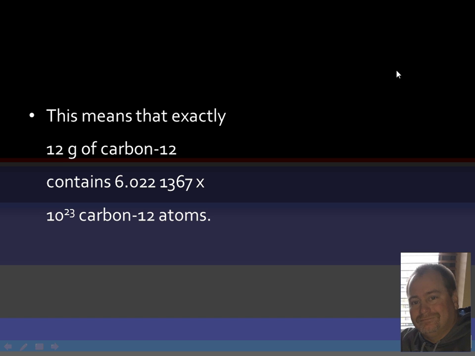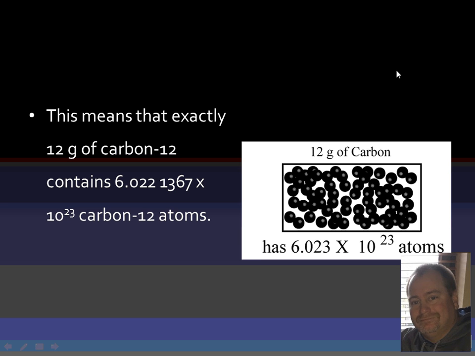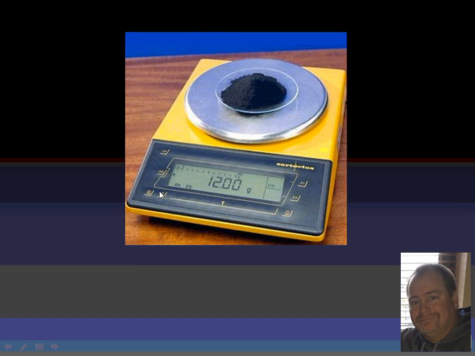Now what does that mean? We're going to base these all on carbon, folks. What that means is that exactly 12 grams of carbon-12 contains 6.0221367 times 10 to the 23rd carbon-12 atoms. And that is equal to 1 mole. So if I would count out all of the carbon atoms, I would get 6.022 times 10 to the 23rd. Right there.